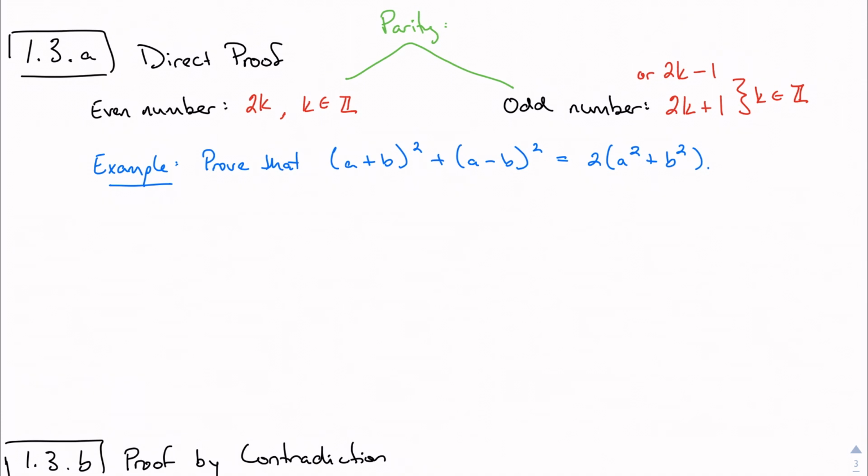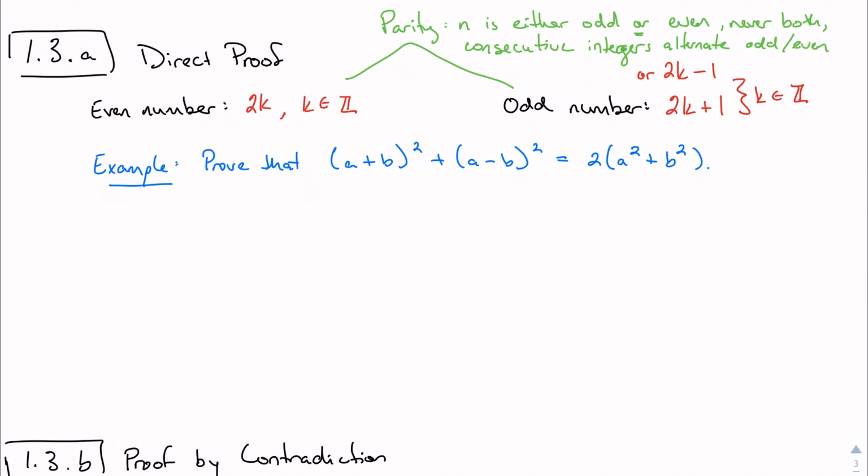All parity is going to tell us is that some number n can either be odd or even. Can't be both. And it alternates. Or I'll say it this way, consecutive integers alternate odd and then even, right? 1 is odd, 2 is even, 3 is odd, 4 is even, and it just goes back and forth.